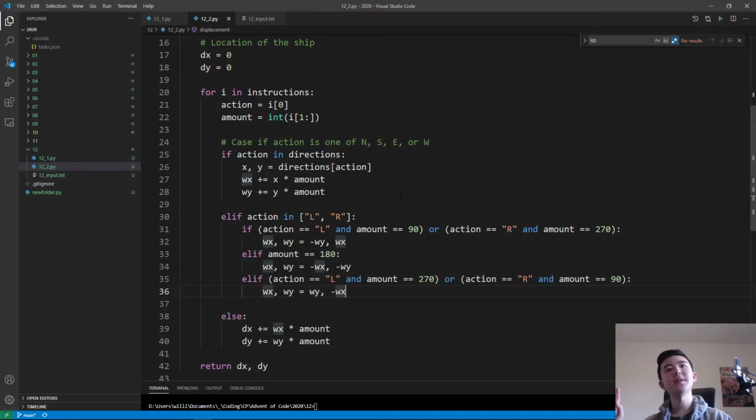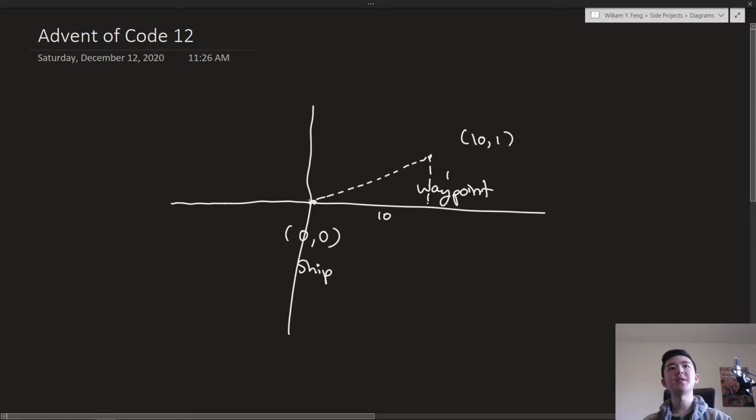So first thing to note is that left 90 and right 270 mean the same thing. Left 180 and right 180 mean the same thing. And left 270 and right 90 mean the same thing. So let's just consider, for example, left 90, which is the same as right 270. So this is a 90-degree rotation because we're supposed to rotate the waypoint 90 degrees left from its current position.